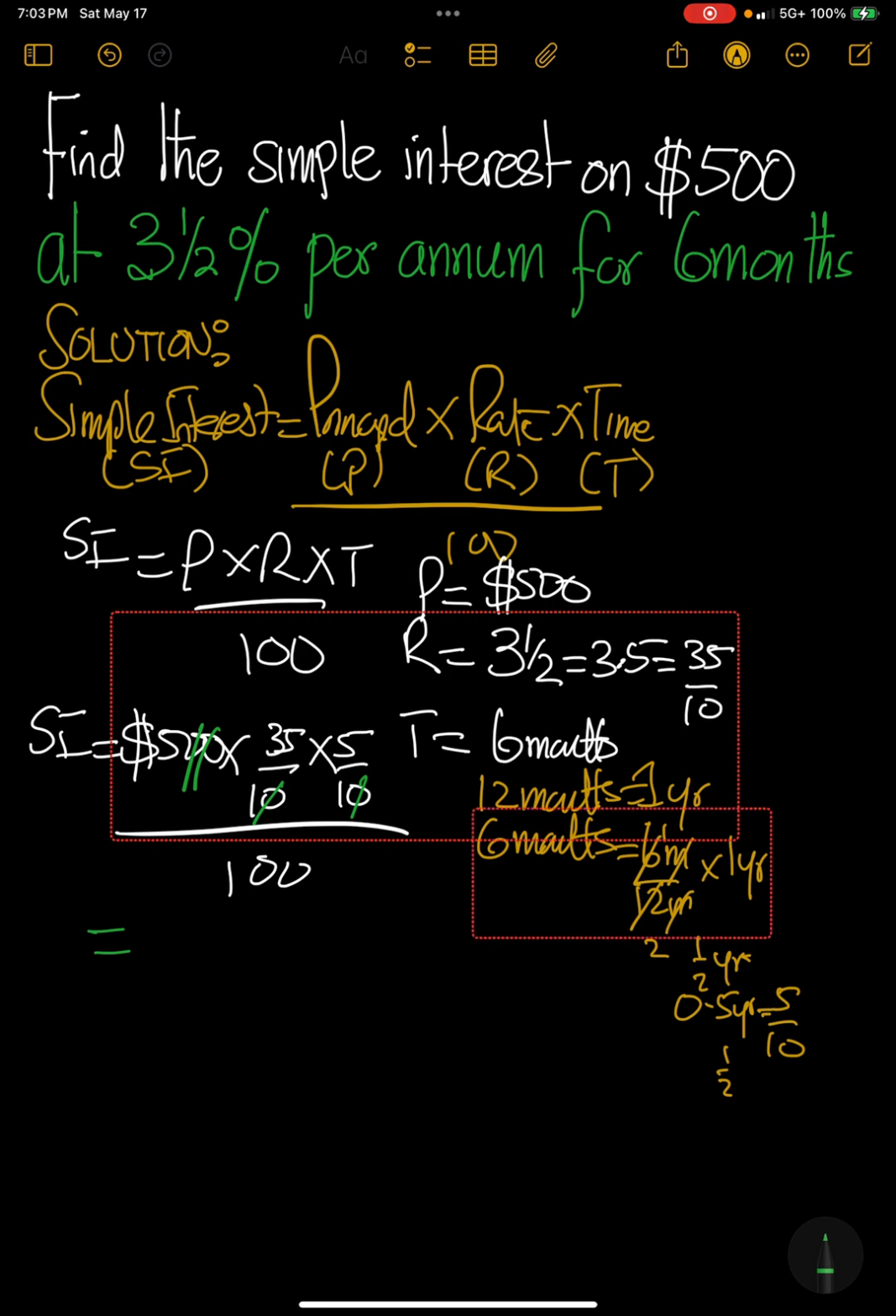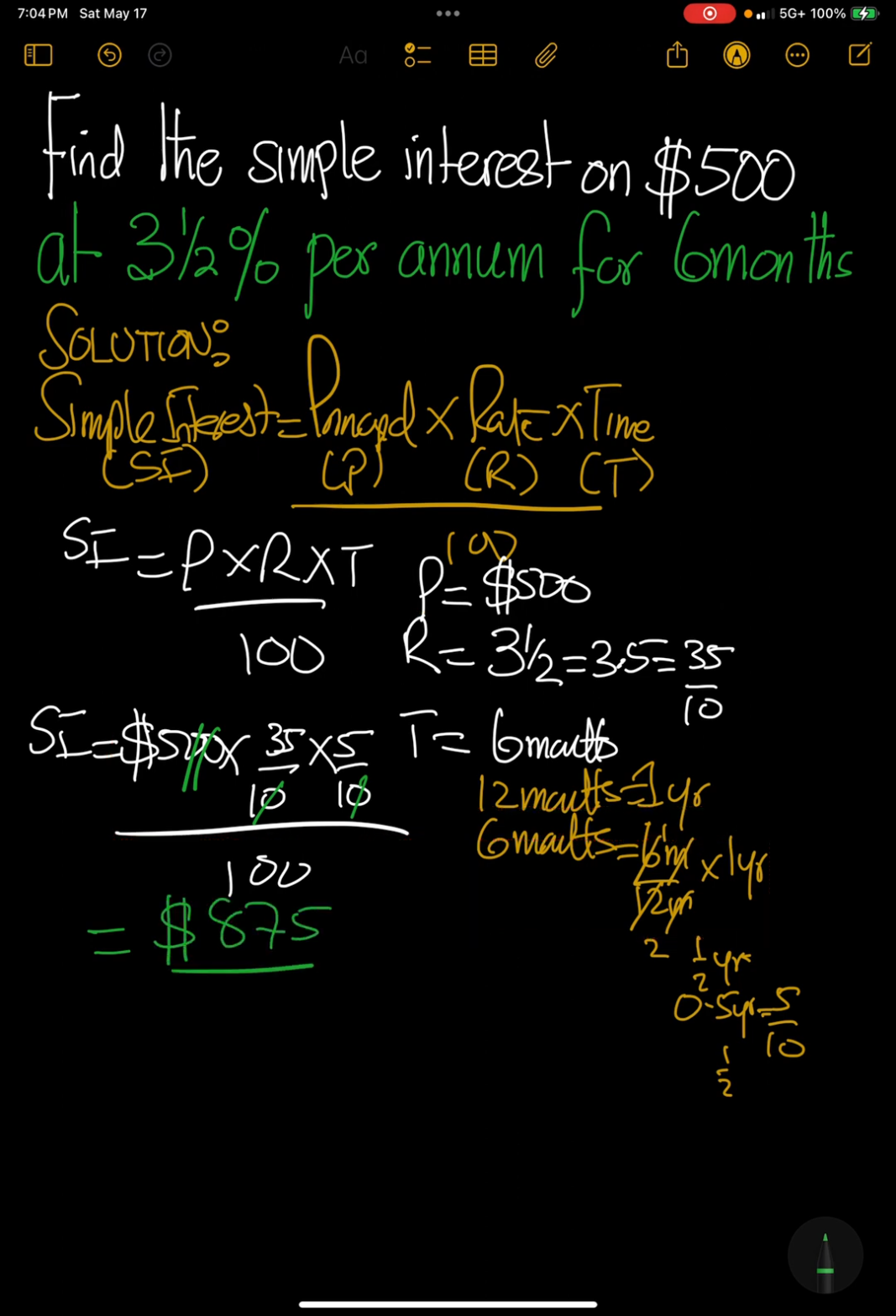If we take our calculator, we're just going to multiply 35 by 5, and then we also multiply by another 5, and then we're going to get 875 at the top, divided by 100, and that gives you $8.75.